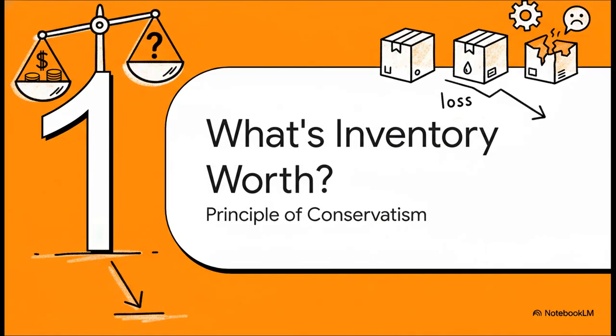So this entire process is built on one simple idea, the principle of conservatism. And what that really means is that accountants are supposed to always err on the side of caution. When it comes to inventory, that means you can't list it on your books for more than you can realistically get for it. This situation comes up all the time, because of physical damage, or maybe the product just becomes obsolete, or hey, maybe customers just don't want it anymore.